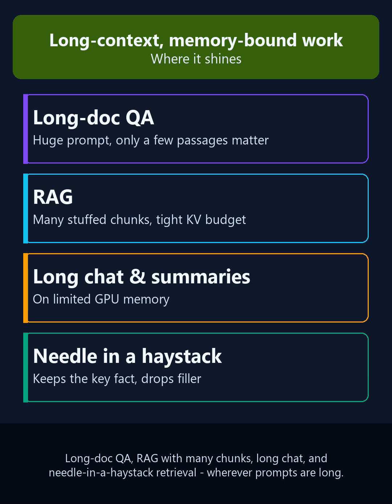Where does SnapKV shine? Long document question answering, where the prompt is huge but only a few passages matter. Retrieval augmented generation with many stuffed chunks. Long context chat and summarization on tight GPU budgets. And needle in a haystack retrieval, where it keeps the crucial fact while dropping the filler. Anywhere prompts are long and memory is the limit, it is a cheap, immediate win.